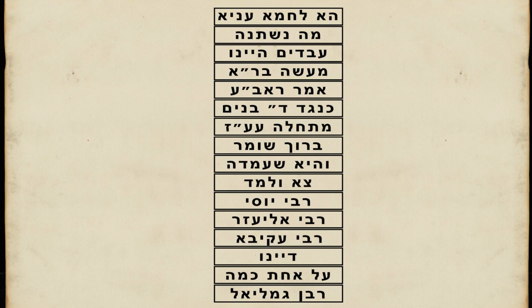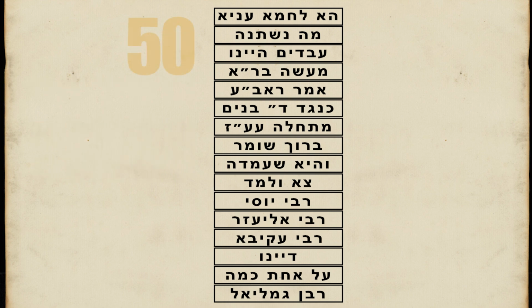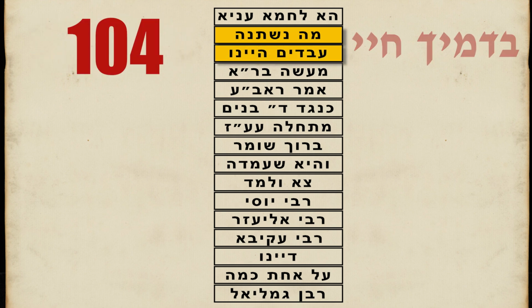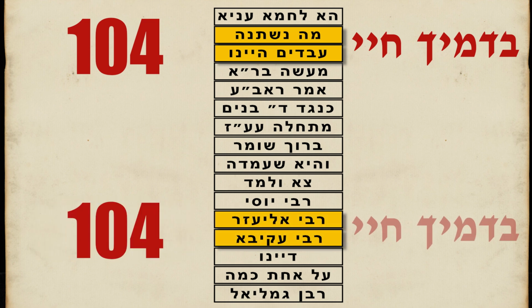The phrase b'damai chayi, through your blood shall you live, reverberates throughout the Haggadah. In particular, the composer of the Haggadah liked to represent this phrase by juxtaposing a block of 50 words against a block of 54 words to arrive at 104, b'damai chayi. For example, the 50-word paragraph of the 4 questions and the 54-word paragraph of Avadim Hayinu, or the 50-word paragraph of Rabbi Eliezer and the 54-word paragraph of Rabbi Akiva.